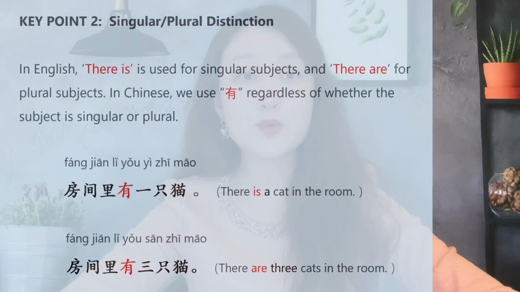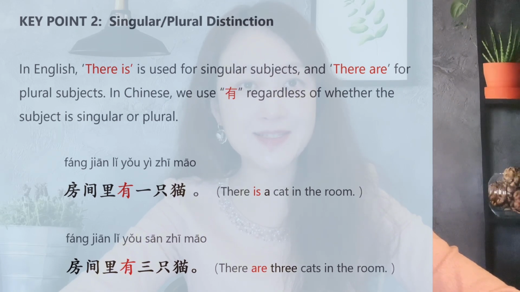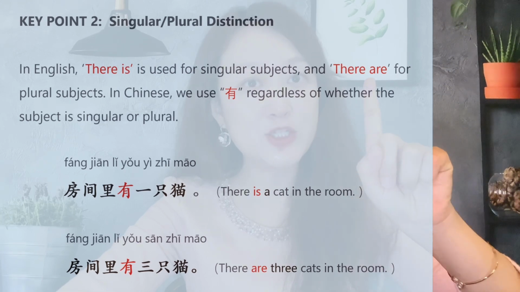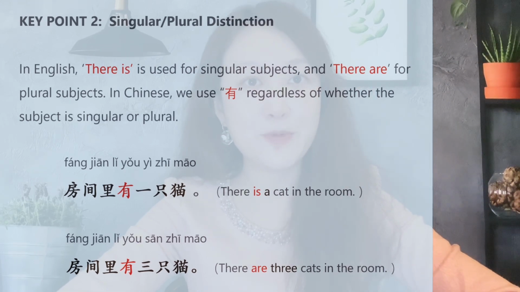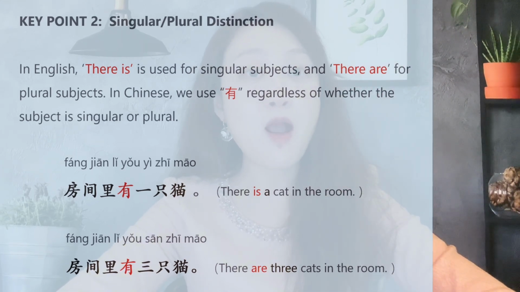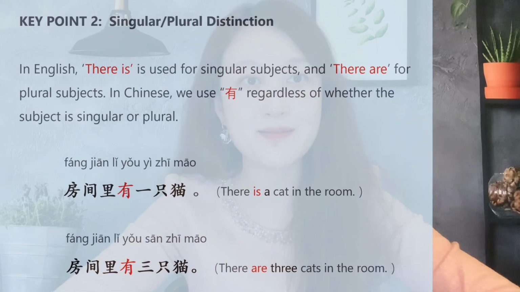Secondly, in English, we use there is or there are depending on whether the subject is singular or plural. However, in Chinese, we don't need to consider this. Regardless of whether it's singular or plural, we use 有 to express existence. For example, 房间里有一只猫. There is a cat in the room. Or 房间里有三只猫. There are 3 cats in the room. We can see that these 2 sentences only differ in quantity. There's no other difference.